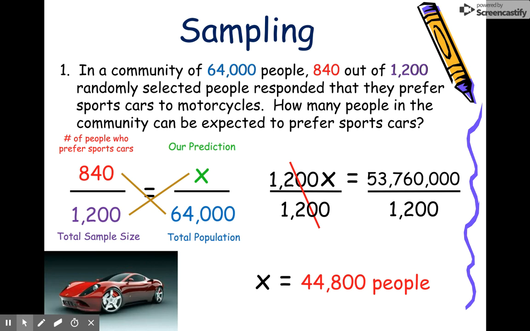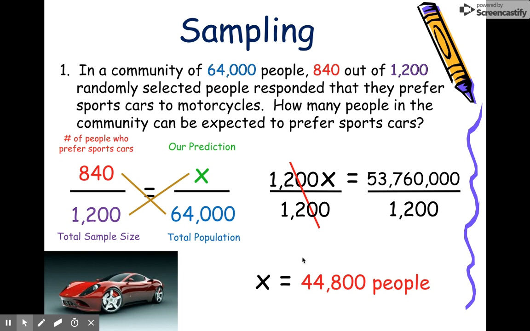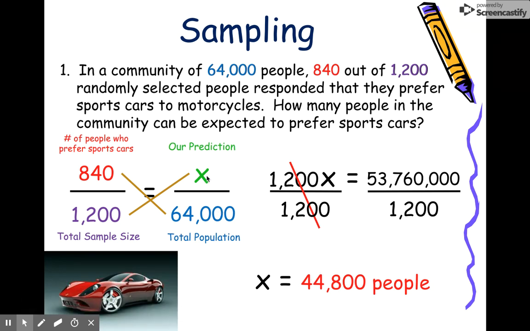So you want to make sure you do that in your calculator and just double check that you get 44,800 people. What that means is we predict out of 64,000 people that 44,800 of them will prefer sports cars. Again, that's how we use the smaller population that we sampled to make a prediction about a larger number. Okay, so that's the first part of example 1.